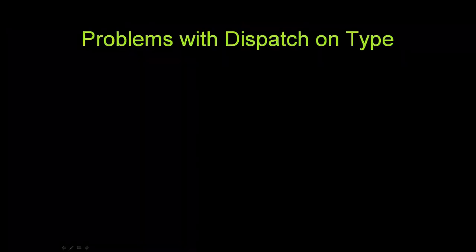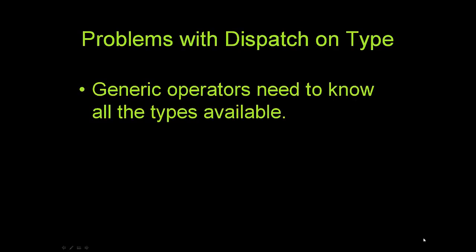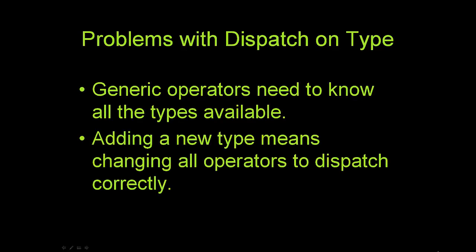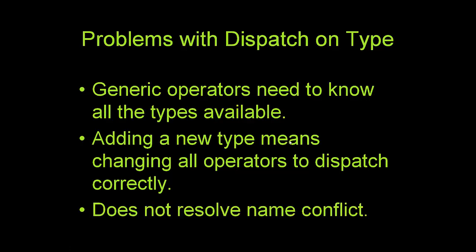So what are the problems with dispatch on type? Well, first of all, your generic operators will need to know all the types available. That means that if you need to add a new type, all the operators that you have implemented will need to basically add another case. So it's not that big a deal, but it's a little annoying. And it doesn't actually resolve the name conflict issue. That means that all the different types need to have their own functions, and the functions need to be called differently so that this generic operator can call the right function to apply on the different types after it checks what type it is.